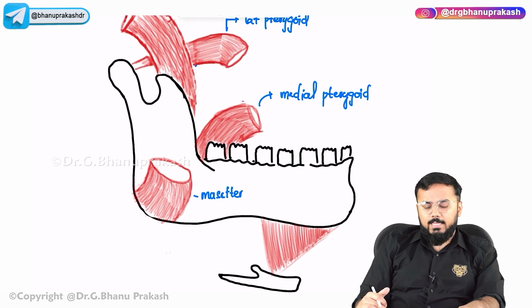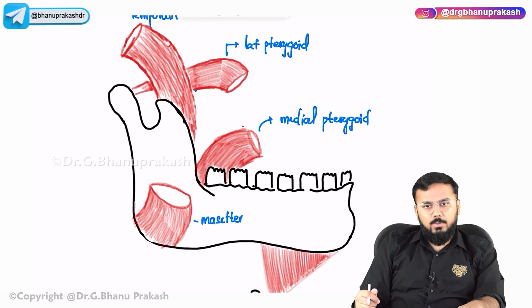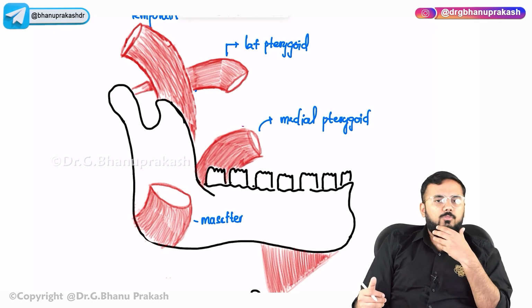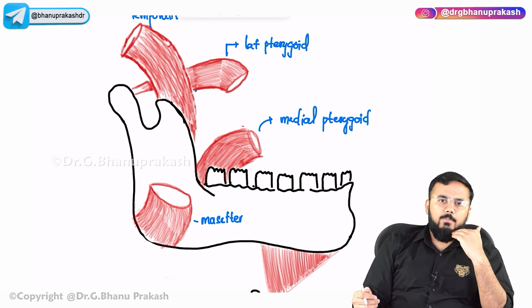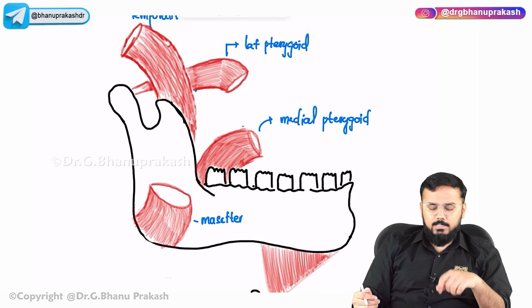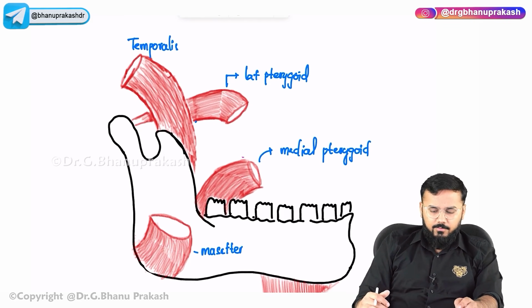Now, the actions of all these muscles are attached to the mandible. So they will cause either protraction, retraction, depression, or elevation of the mandible. If the mandible is moving forward, this is called protraction. If the mandible is moving back, that is retraction. The mandible moving up is elevation, and down is depression. Let us see the different actions of the mandible.